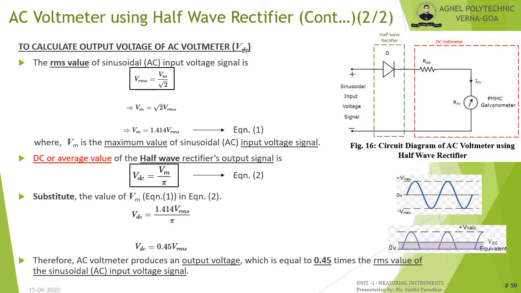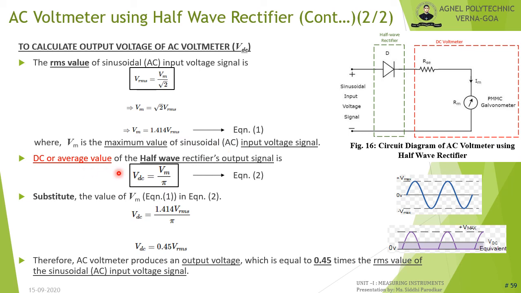Now, let us derive the expression for the output voltage produced by the AC voltmeter. The output voltage produced by the AC voltmeter is equal to VDC, where VDC is the DC equivalent signal of the rectified output waveform. The RMS value or root mean square value of the AC signal is given as Vrms is equal to Vm upon root 2, where Vm is the maximum value of the sinusoidal AC signal. If we cross multiply, we get Vm is equal to root 2 into Vrms. Substitute root 2 as 1.414. We get Vm is equal to 1.414 into Vrms. Write this equation as equation number 1.